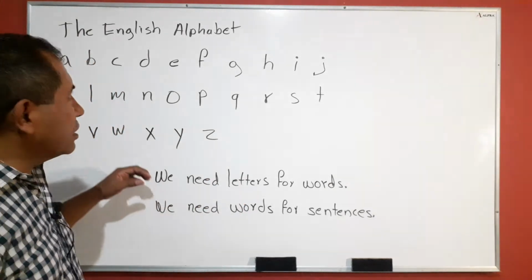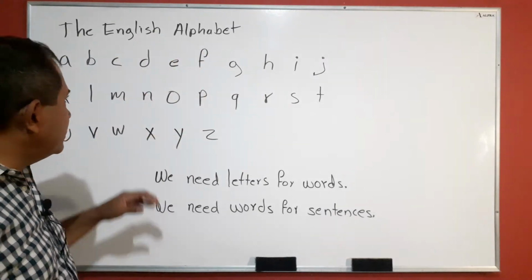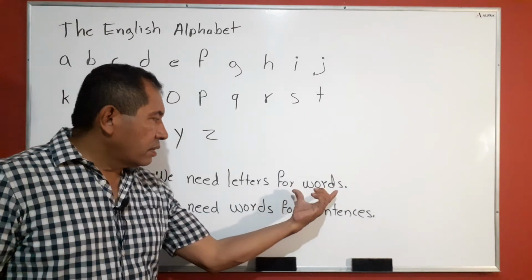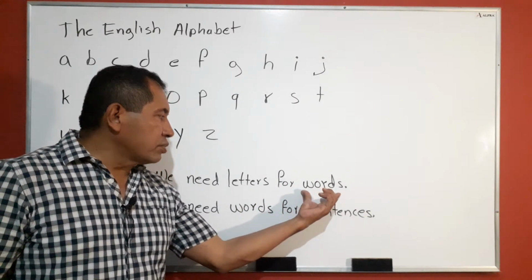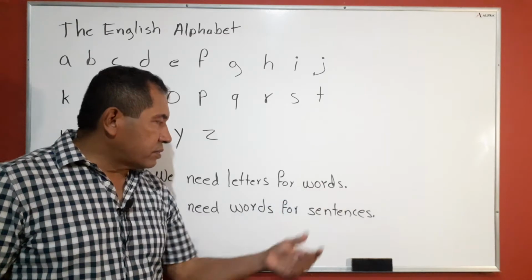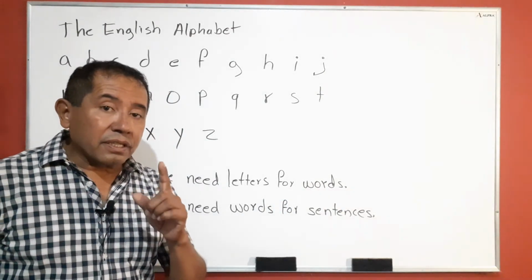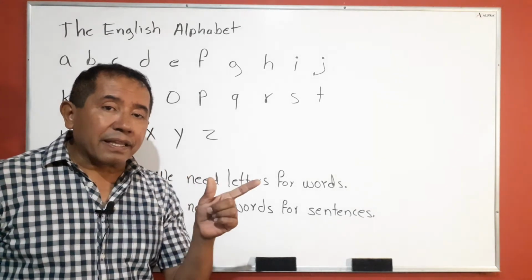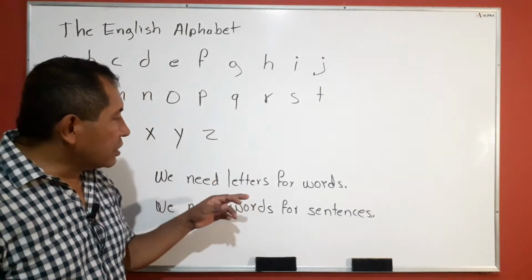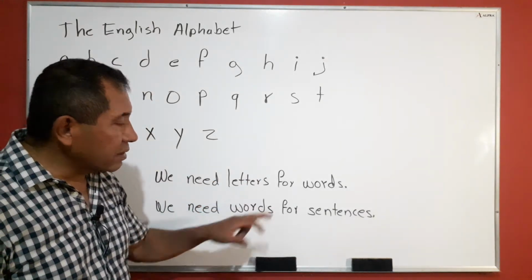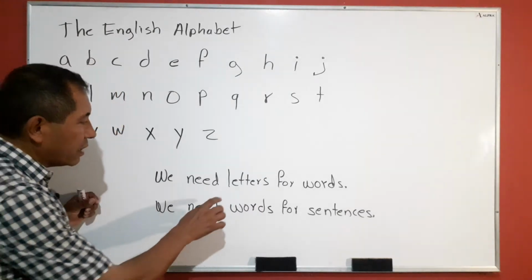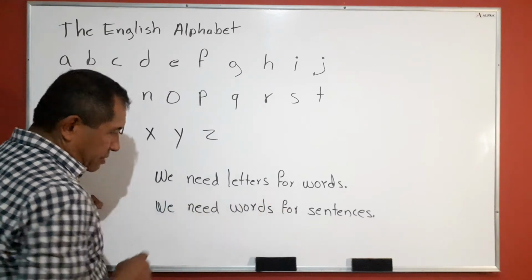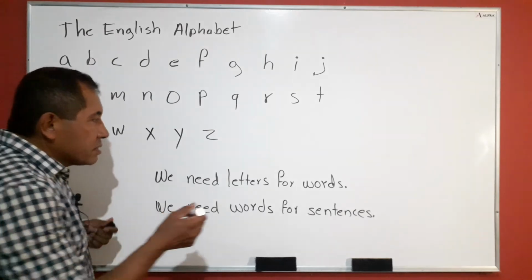So today we are going to study the English alphabet. Why are the letters important beyond using them for words? Because in English it's very important to spell. What is spell? To say the letters each one. For example, spell letters.